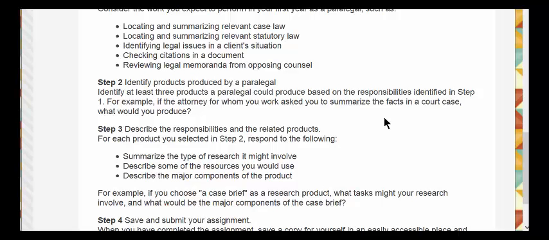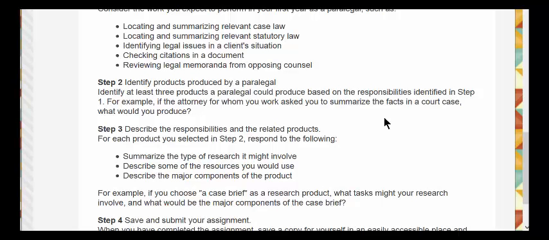So you can have a heading. Product number one, case brief. Summary of the type of research that might be involved in briefing a case. Well, I need to look up the case. Were there any cases within that case that were referred to? What resource would you use?